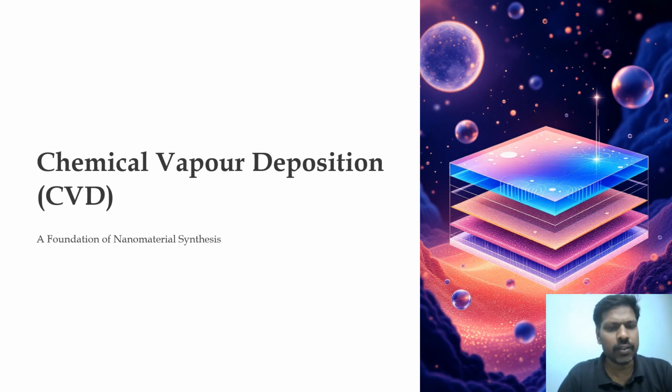Hello everyone. Today we are going to learn about chemical vapor deposition, or simply CVD. CVD is a very important technique used in nanoscience and nanotechnology. Many things we use today like mobile phones, computer chips, solar panels and sensors are made by using this kind of process. In this lecture we will understand what CVD is, how it works step by step and where it is used. Don't worry, this will be explained in a simple and clear way.